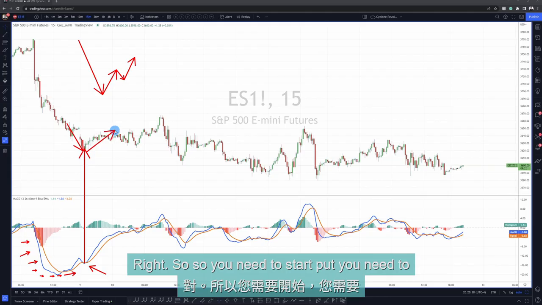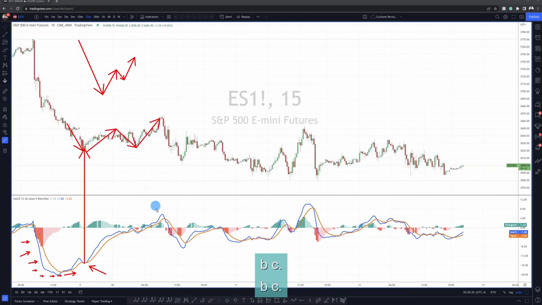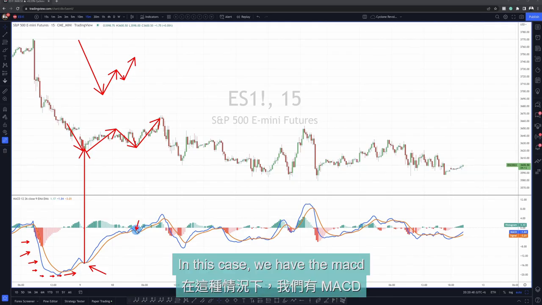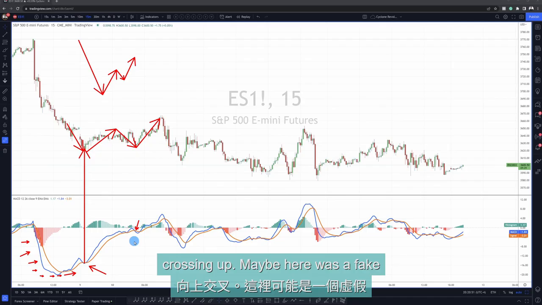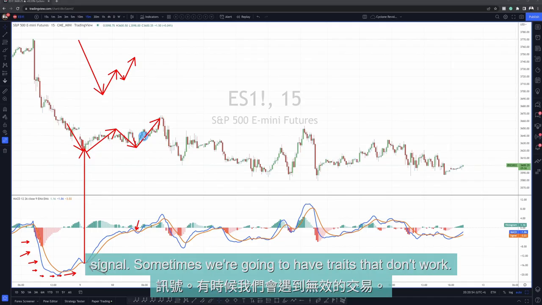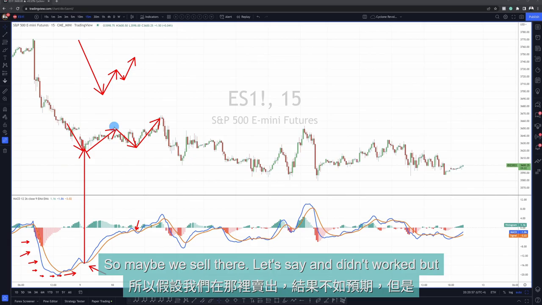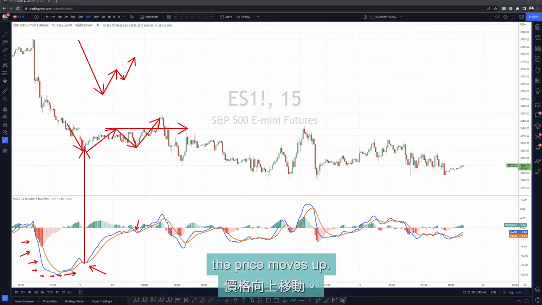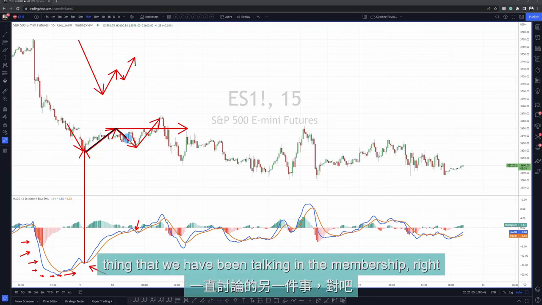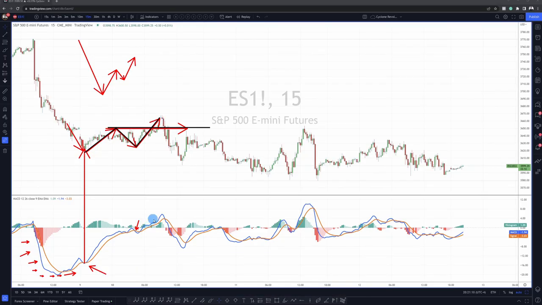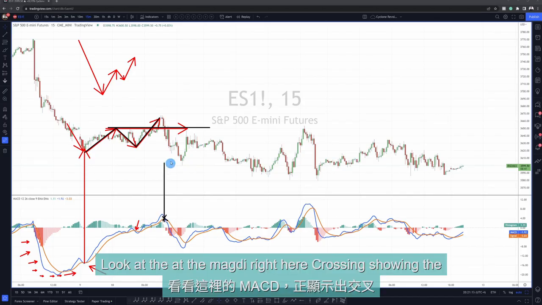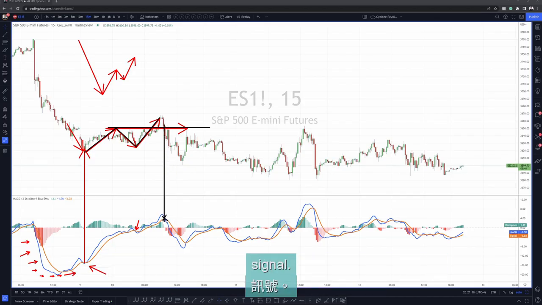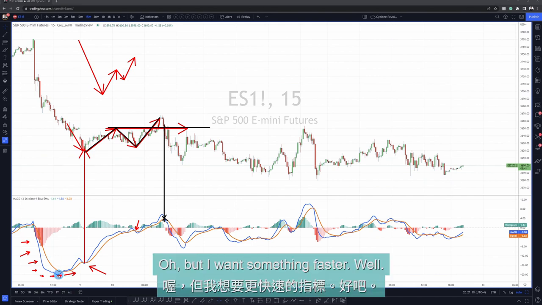Look, here we have a nice A, B, C. In this case, we have the MACD crossing up. Maybe here was a fake signal. Sometimes we're going to have trades that don't work. So maybe we sell there, let's say, and it didn't work. But the price moves up, rejects. This is another thing that we have been talking about in the membership, right? ABC, rejection. Look at the MACD right here crossing, showing the signal. Oh, but I want something faster. Well, add the MACD trend line from here to here.